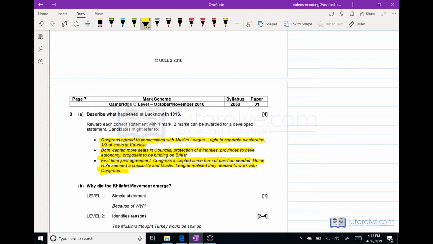So this was a little false dawn at that time, where the Muslim League was thinking that maybe, just maybe, the Congress and the Muslim League could work together towards home rule without the British, where Muslims and Hindus could live side by side instead of getting a different separate homeland.